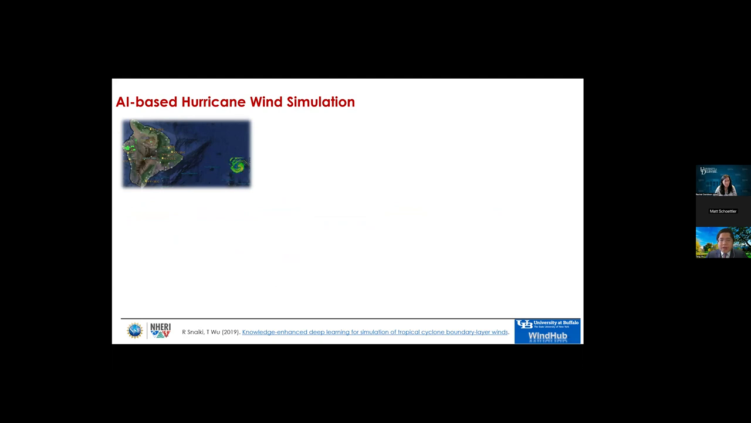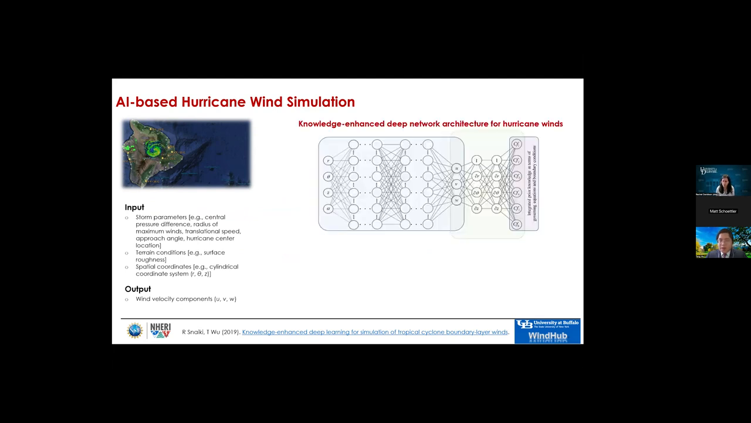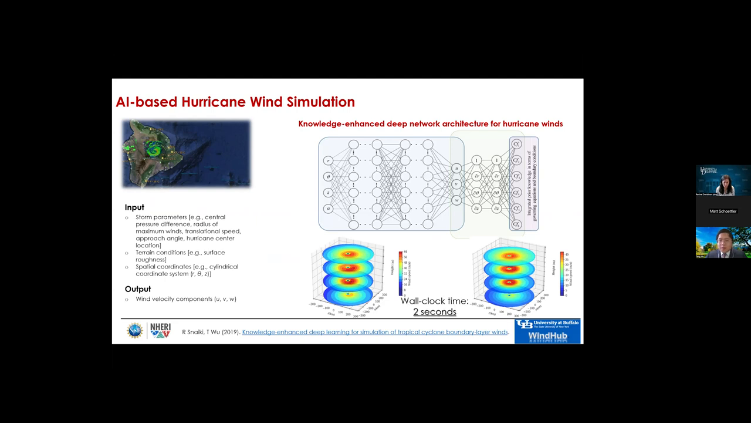we developed an AI-based hurricane wind simulation. When a hurricane is approaching, we know the hurricane storm parameters as input, and we know the output is the wind speed. With that input and output, you can use machine learning. But the thing is that we don't have that much data. So to reduce the required data, we integrate knowledge, for example, the governing equation. Once you train the AI model, it's very efficient to give you the wind field.